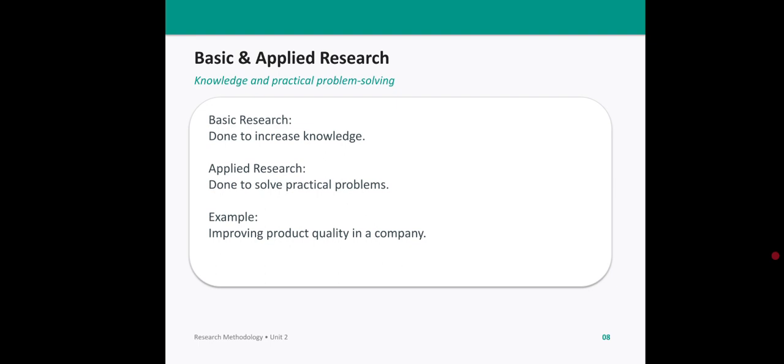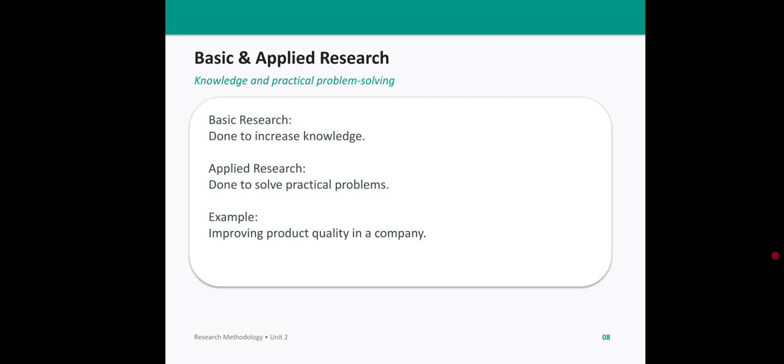Next we have applied research. So basically, applied research is conducted to solve practical problems. For example, a cosmetic company researching how to improve product quality. This research gives the direct solution to real life problems.